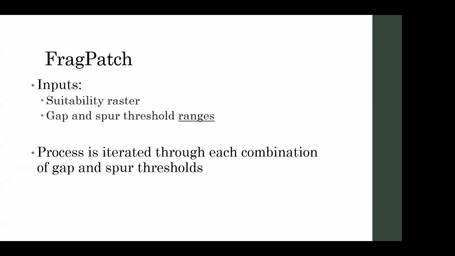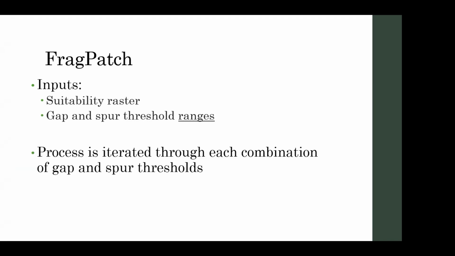So the R script that we use, FragPatch, uses two primary inputs: the suitability raster, where you take life requisites of your species. In our case, we focused on escape cover for deer and bear in our primary data sets. And then you generate ranges of gap and spur thresholds centered on that primary value you determined. You can extrapolate ranges of gap and spur values, and then through the range of gap and spur values, you iterate through the combinations. Essentially, for each gap value, along with each spur value, you repeat this process.